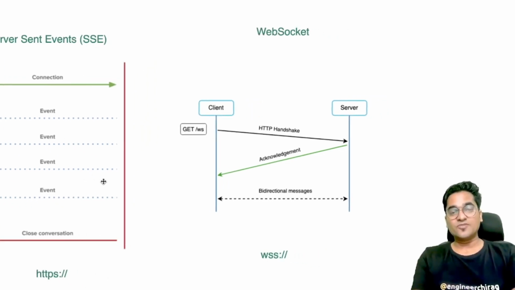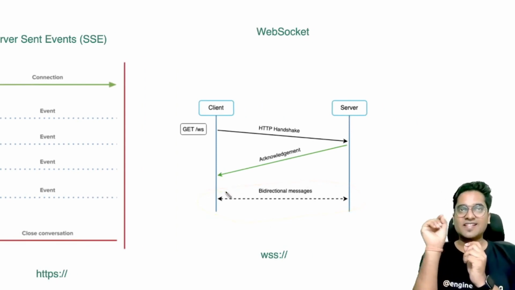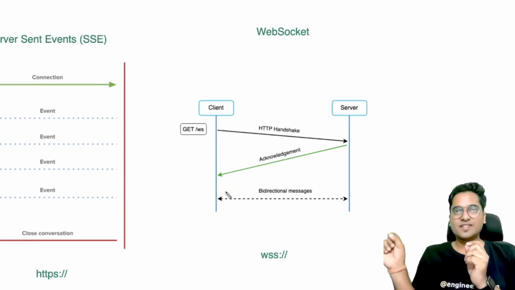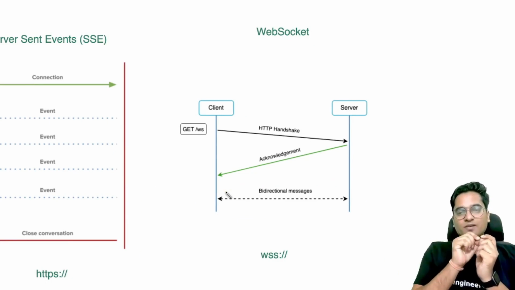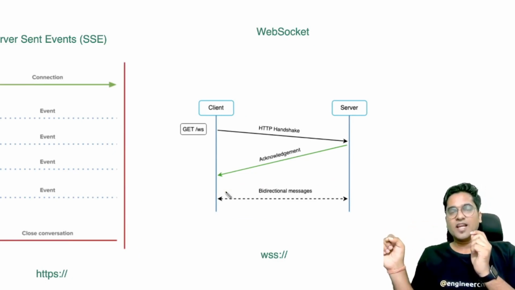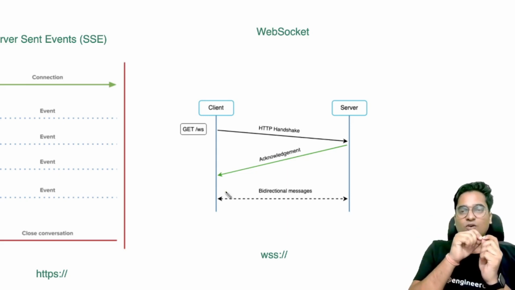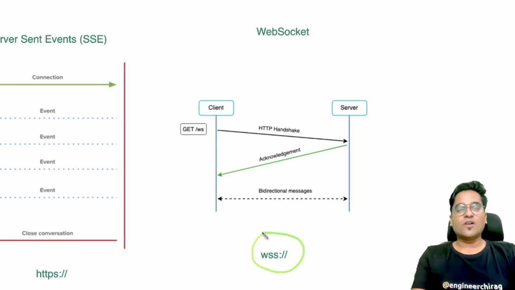But in case of WebSocket, bi-directional messaging can happen, which is, once the HTTP handshake has happened, a TCP based connection is used in order to do this bi-directional messaging. So anything the client sends will go to the server. If there is a new update on the server, it will automatically flow to the client. This kind of bi-directional messaging happens using the protocol which is WS.